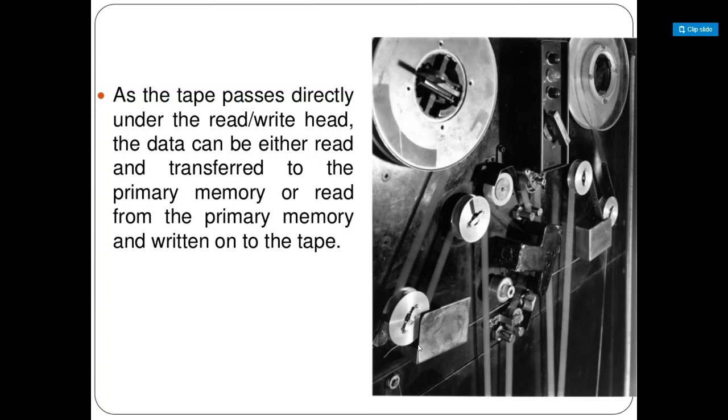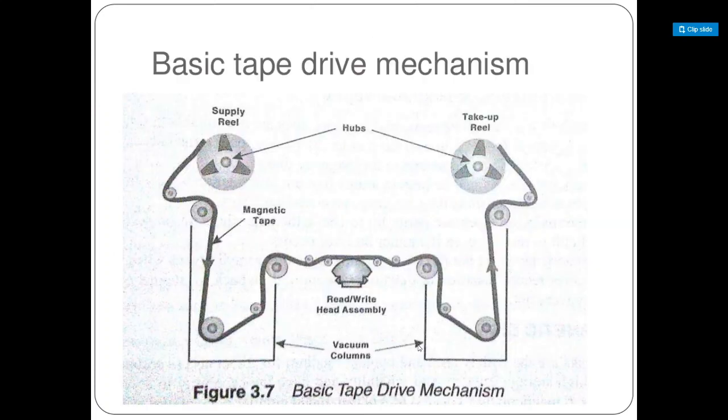That is, as the tape passes directly under the read or write head, the data can either be read and transferred to the primary memory, or read from the primary memory and written onto the tape. So this is how it physically looks, but the block diagram you can represent this way.